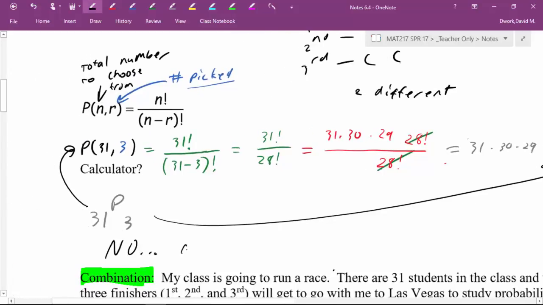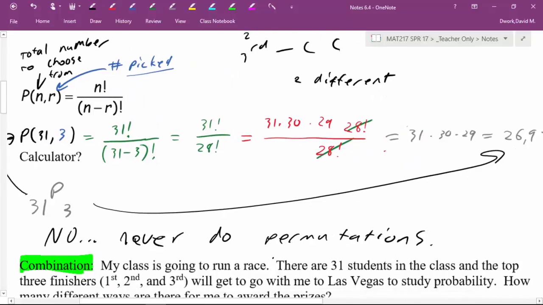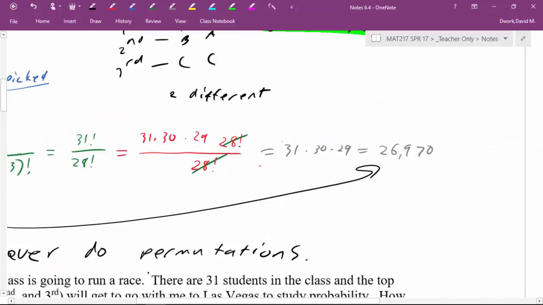Now, are we going to do this in the calculator? No. Never do permutations in the calculator. Okay? Well, at least using the nPr button. It's silly.